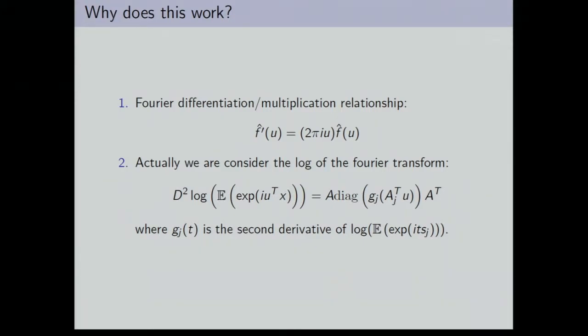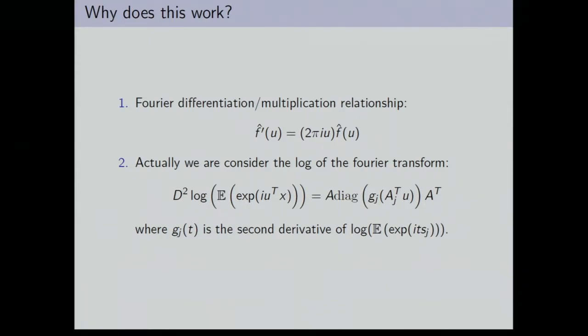And basically, it's this Fourier differentiation-multiplication relationship. If you want the Fourier transform of a derivative of a function, then in the Fourier space, it's just the same thing as multiplying by your Fourier variable. So that's actually the underlying thing that's going on here. What we actually end up doing is considering the log of the Fourier transform of the distribution. If you take a few derivatives, that's what this d squared is, you end up with a Hessian matrix. And that's exactly the Hessian matrix on the previous slide.